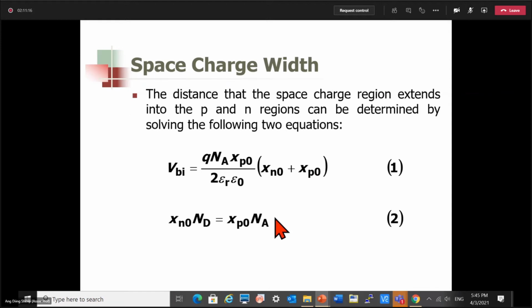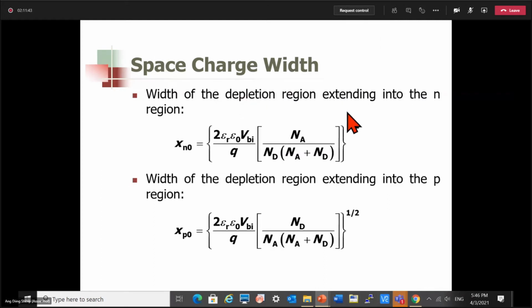But not really two unknowns. VBI itself is also unknown. So even though you can solve these two equations assuming VBI is known, you still cannot completely determine xn0, xp0 themselves. Nevertheless, let's just try to solve these two equations at first. Okay, so you can eliminate one of the unknowns and then you will end up with a quadratic equation which you can solve easily. I will leave that as an exercise for you.